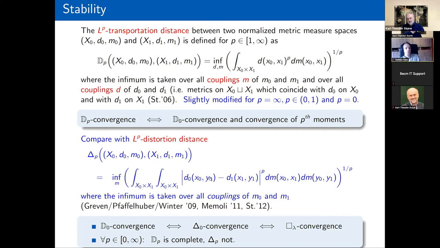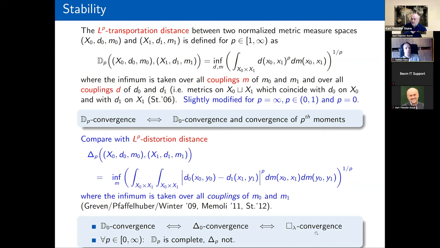Here we have a distance in the space X naught, and here we have a pair of particles and we measure the distance in D1, and we choose two pairs of particles with this optimal coupling. And again, delta P and delta naught are the same up to convergence of moments. And it turns out that the convergence with respect to D naught with delta naught is the same. And it's also the same as convergence with Gromov's Fox metric.